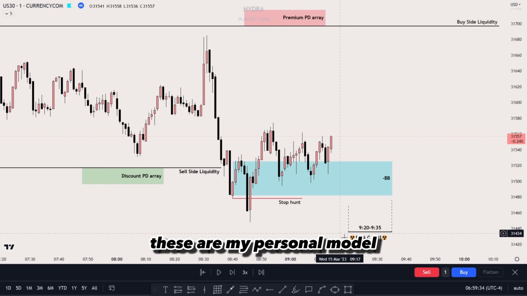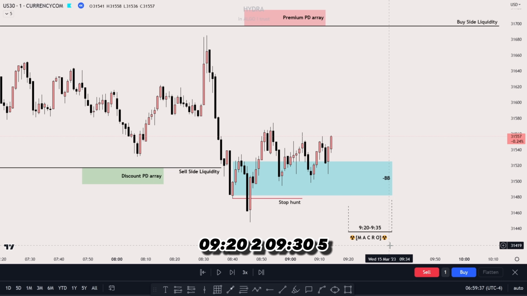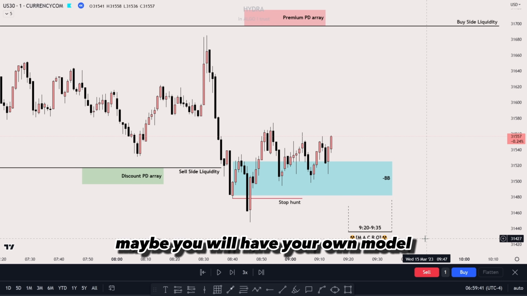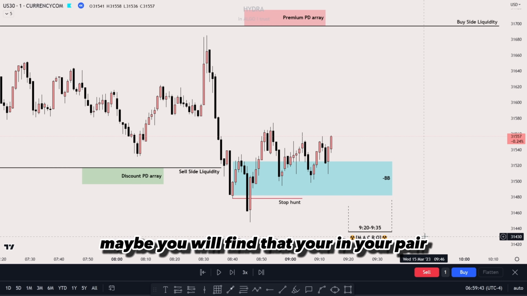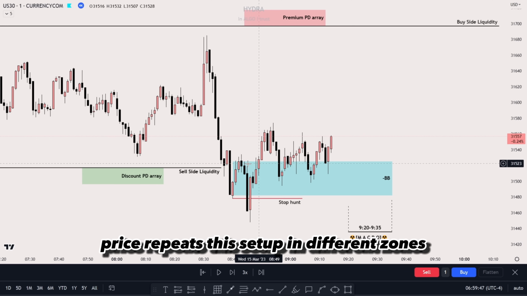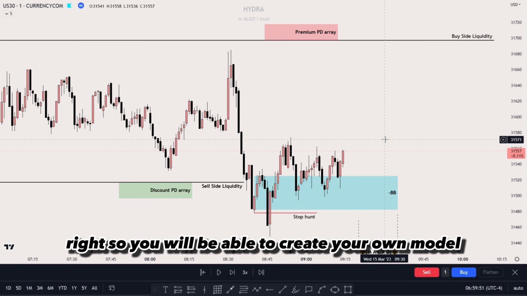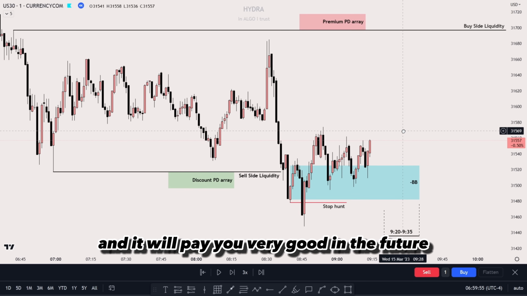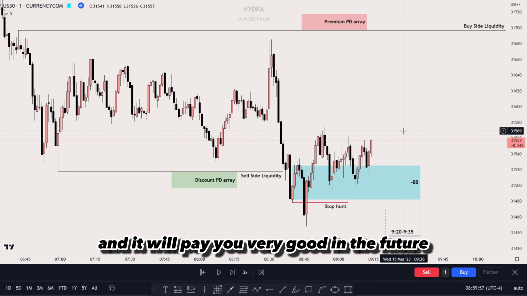These are my personal models: 9:20 to 9:35, then 8:20 to 8:35. Maybe you will have your own model. Maybe you will find that in your pair price repeats in other times. Price repeats this setup in different zones, right? So you will be able to create your own model. Just give it some time with patience, and it will pay you very well in the future.